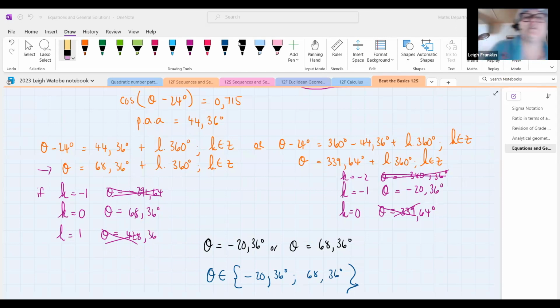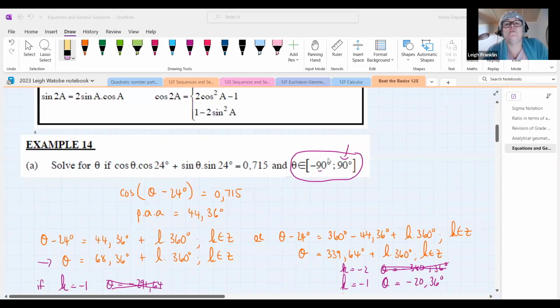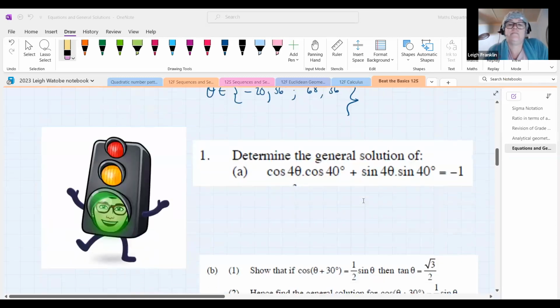Okay, so Vuyo, that answers the same question. If it just says determine the general solution, you would stop at the orange. The purple and the black is only if they told you to solve for theta and they gave you an interval. So if you have a look at number 1 here, determine the general solution. Here, they don't want values for theta that solve the equation. They just want the general solution.